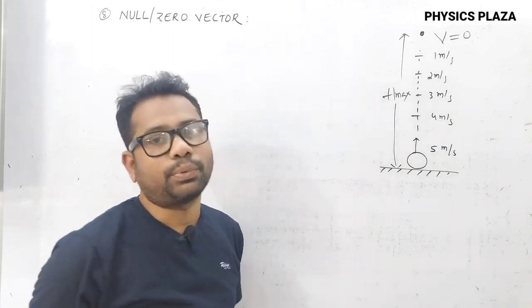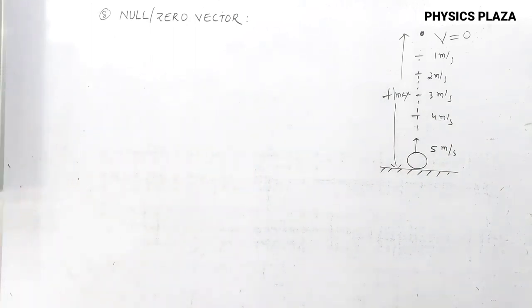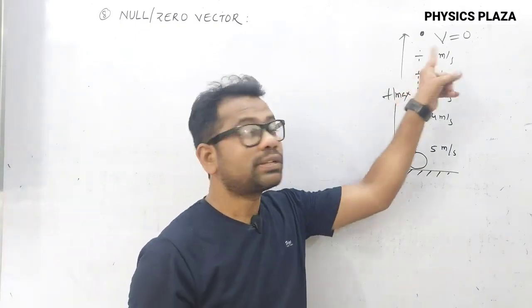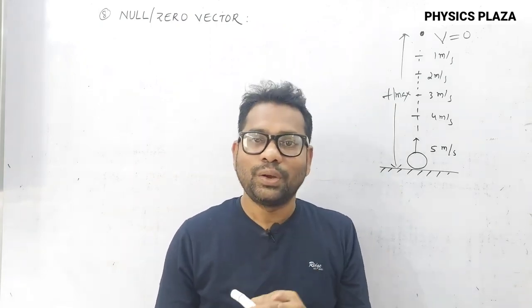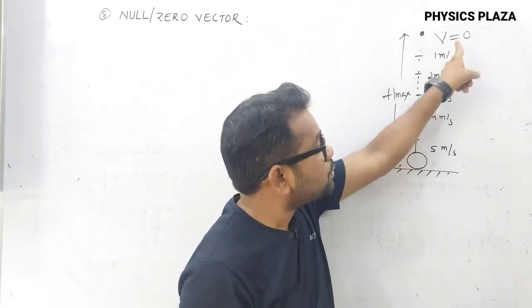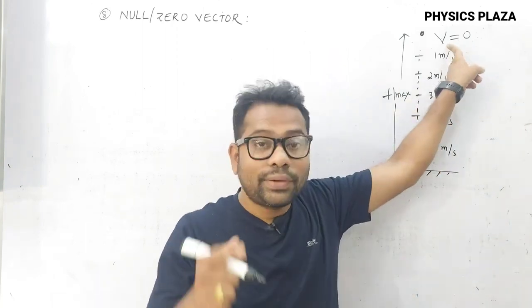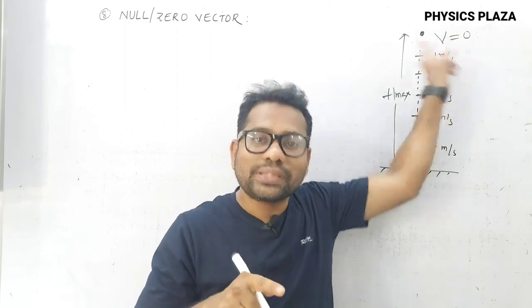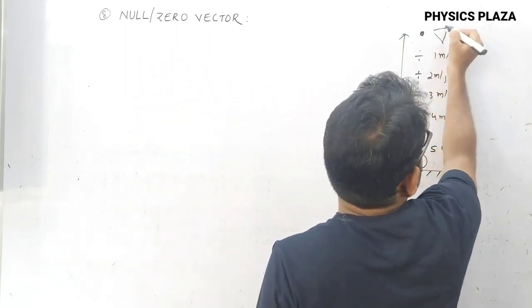Children, it's very important. If any object is thrown vertically upwards, what happens at maximum height? Velocity will be 0. Children, is velocity scalar or vector? Vector. Now what is its magnitude here? 0. So here velocity is a vector and its magnitude is 0. This is the best example for a null vector. So this is a vector with 0 magnitude.